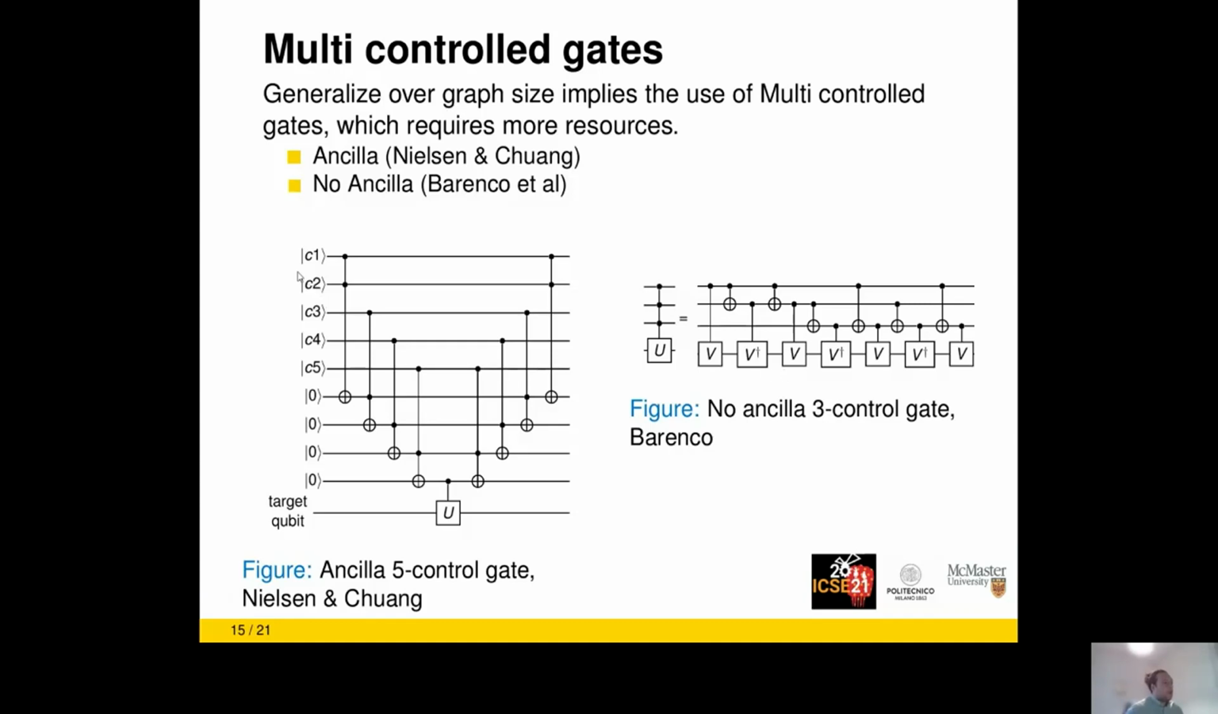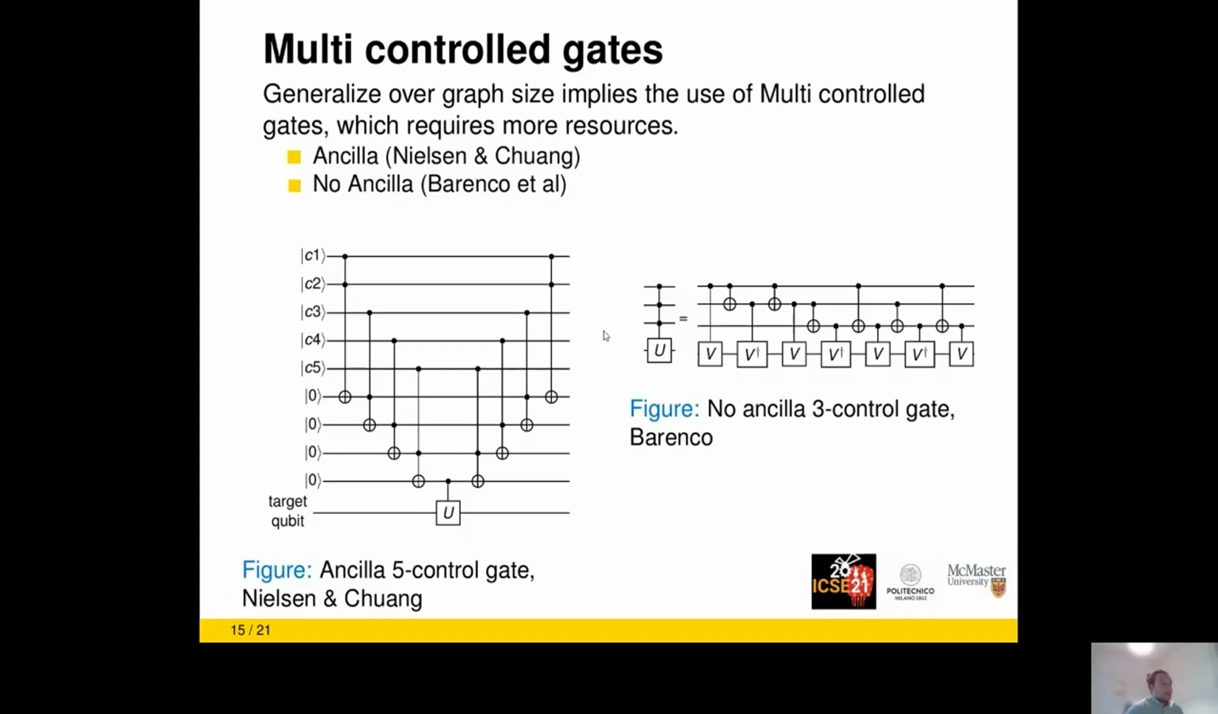Here on the left, the approach of Nielsen and Chuang uses ancillary qubits that are working qubits used only to construct the gate. We can see them in the last part of the circuit. Basically, this is the construction of a 5-controlled multi-controlled Toffoli gate. To construct this gate, we need additionally 4 qubits. And so this is why it's very expensive.